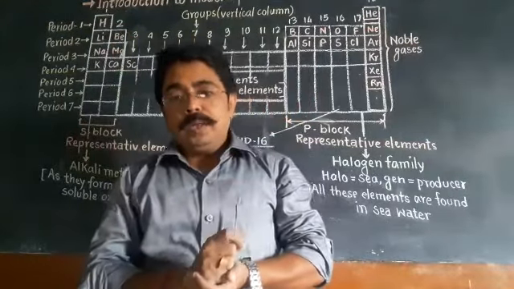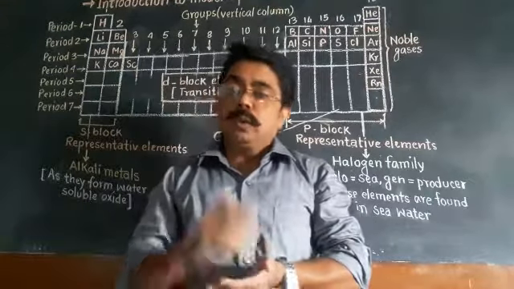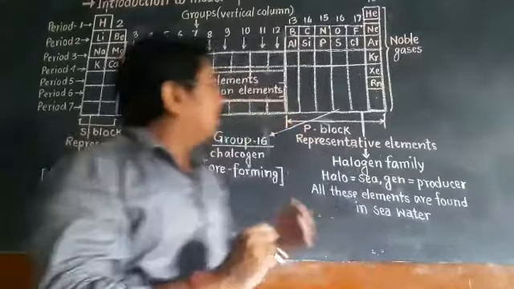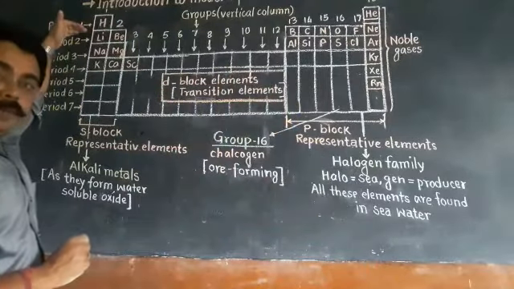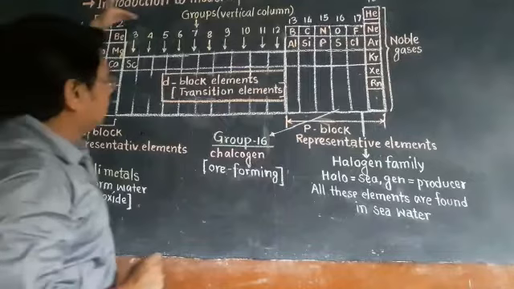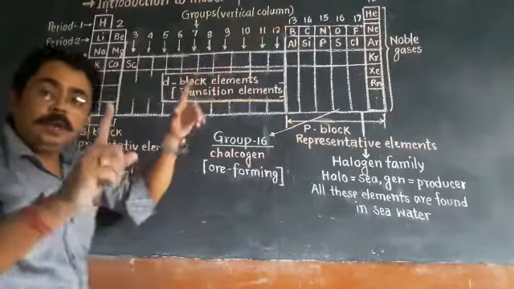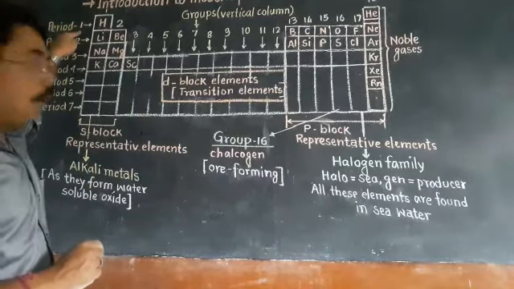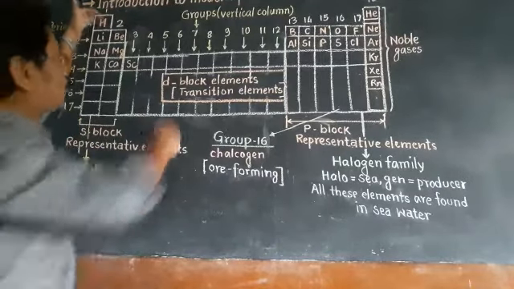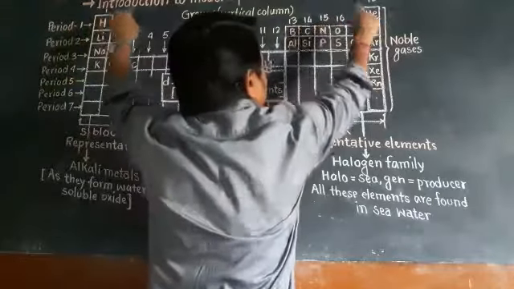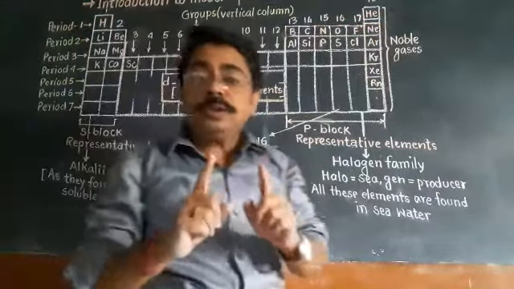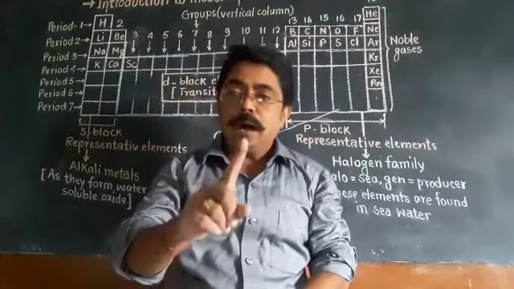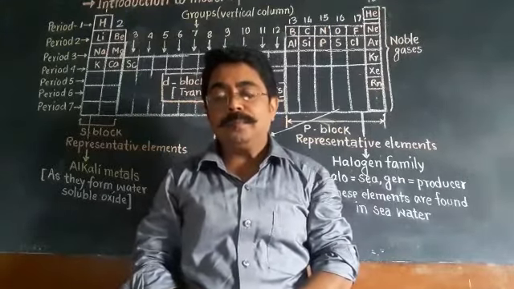Clear? Now period. Period is your horizontal row. Horizontal row is called period. See, look at the row. This is first period. This horizontal row represents first period. Please pay attention. In first period, period 1, how many elements are there? Hydrogen and then helium. Clear? So first period of the periodic table contains only two elements, hydrogen and helium.